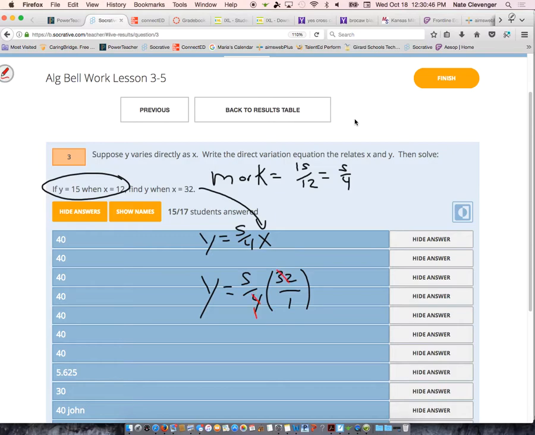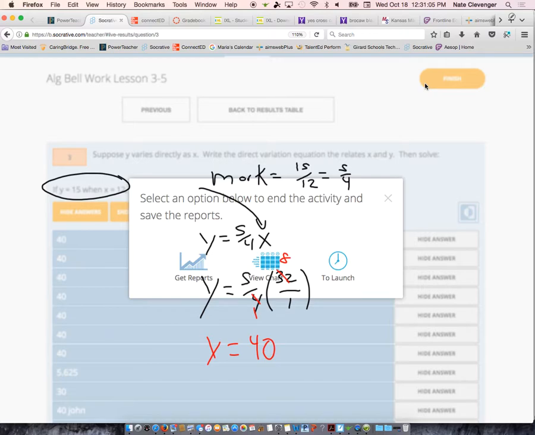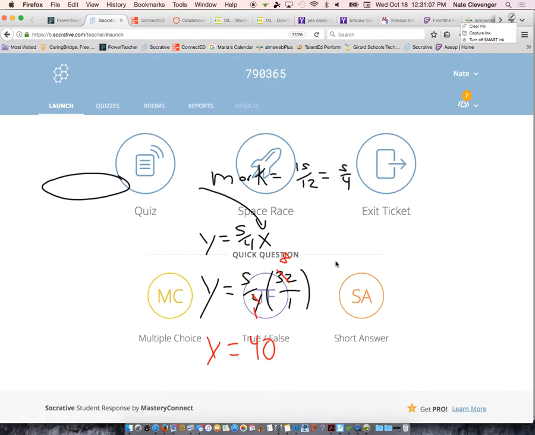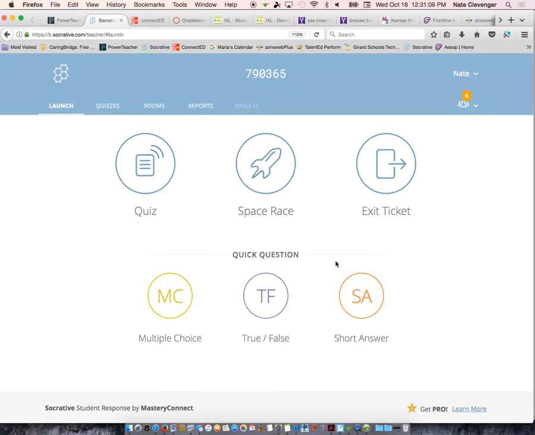That's 8. And then 5 times 8 is 40, which most of you had there, it looks like. So good job. All right, so we are ready then to go ahead and get started on 3-5. Open your books to there.